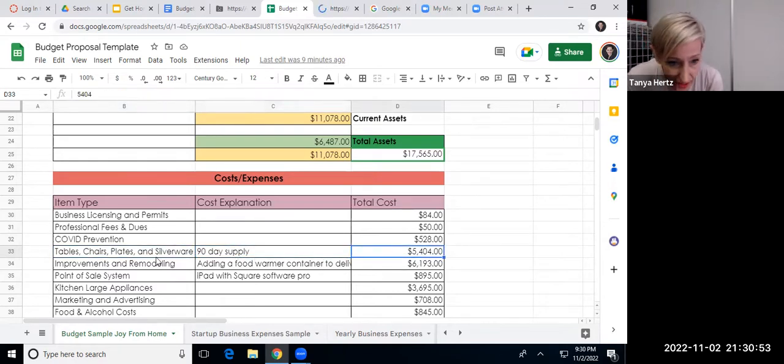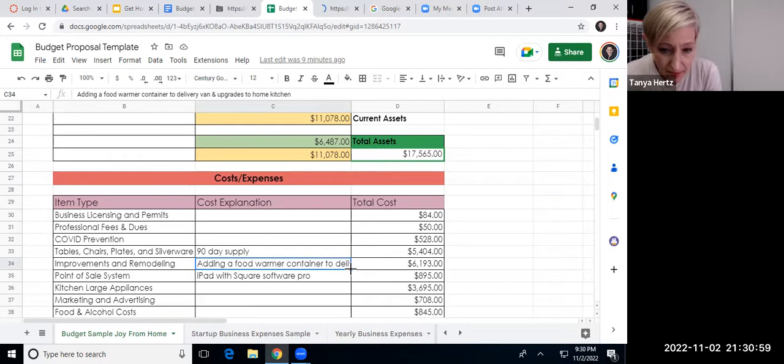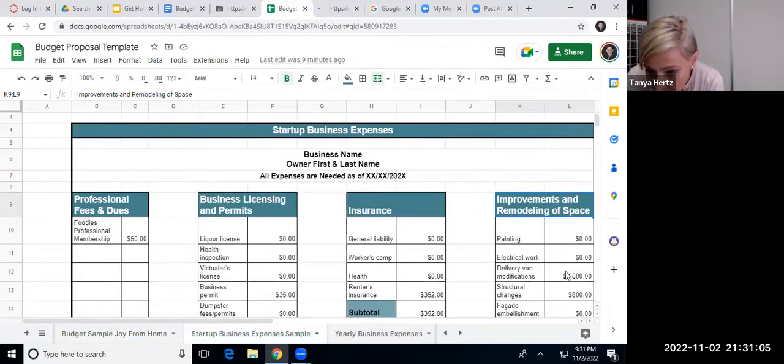That was about $5,000. Improvements in remodeling. So she's adding a food warmer container to her delivery van, and she's doing some other improvements on her home kitchen. So that gave her about $6,000 there. And all those expenses, we put them over here, right? She had her delivery van modifications were about $2,500.